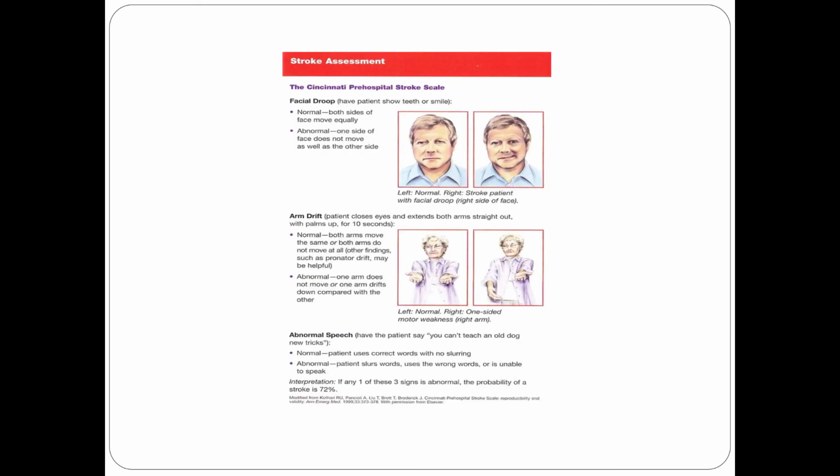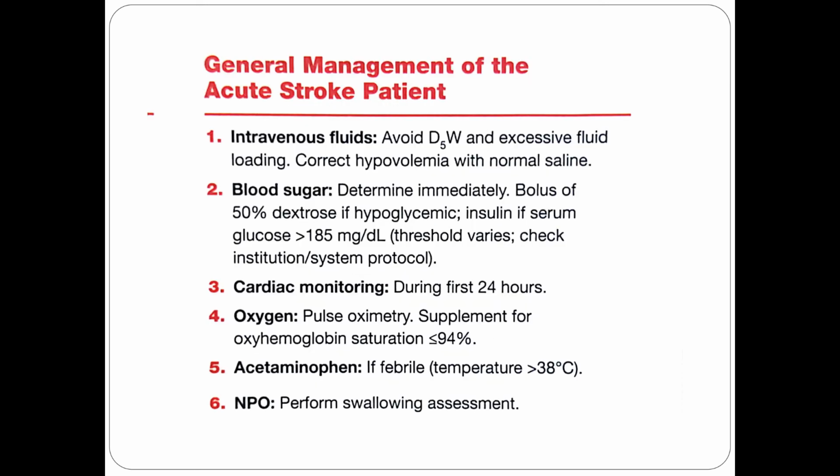So here's kind of how it looks. Here's your facial droop, what you're looking for, normal and abnormal, arm drift, normal and abnormal, and of course the speech. And once again, the probabilities of that. So you can see, just doing this simple Cincinnati scale, how predictive it is for stroke, that we want to go ahead and move on them as quickly as possible.